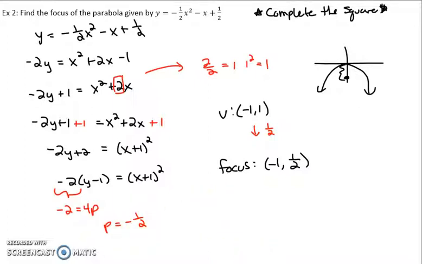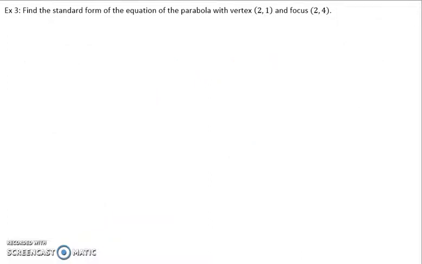All right, we have one more example to look at. And it says, find the standard form of the equation of the parabola with vertex 2, 1 and focus 2, 4. So just to take a quick look at which way this thing opens, so we're going to know what our formula should look like. 2, 1 is our vertex. 2, 4 is our focus. So we know this thing's going to open this way, which means our equation is going to look like this.